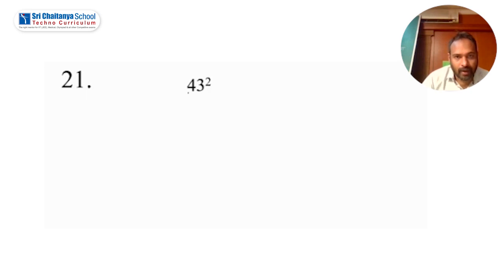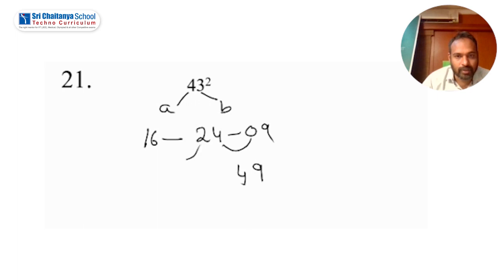Here, the value of A is 4 and the value of B is 3. A square means 4 square 16. Next step is 2AB. 2 into 4 8. 8 into 3 24. Then B square is 9. Do the balancing. 9 and this 0 will carry forward. So 24 plus 0 24. So 4. These 2 will carry forward. 16 plus 2 is how much? 18. So the answer is 1849.